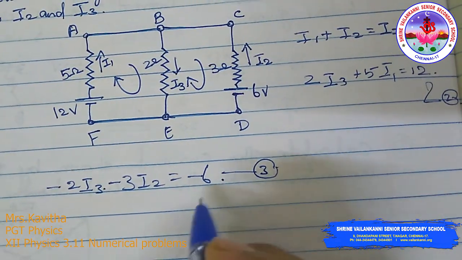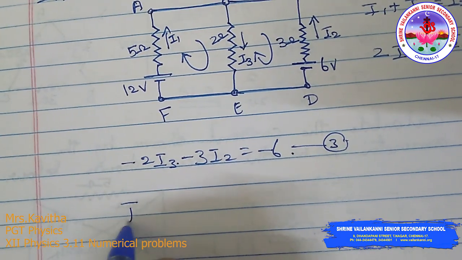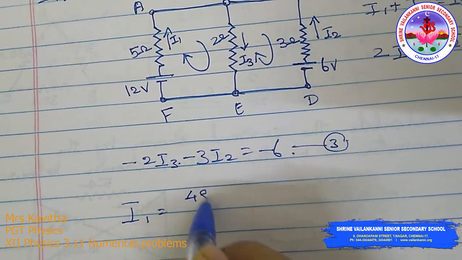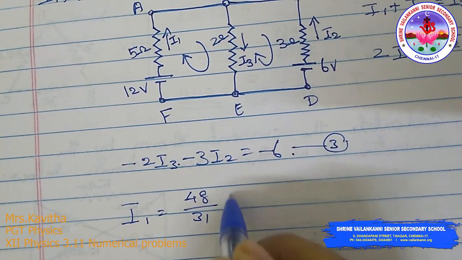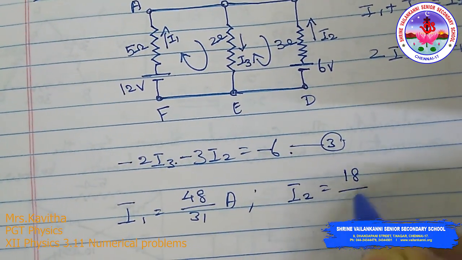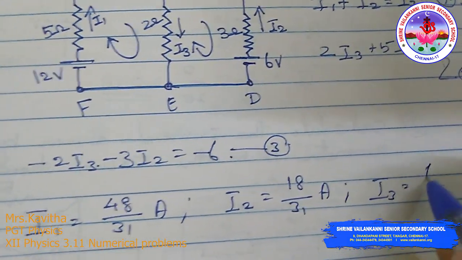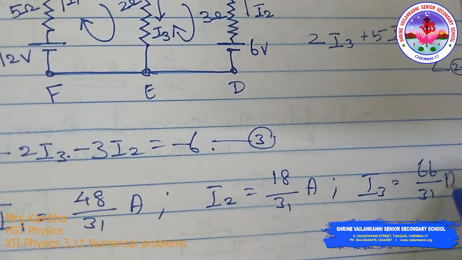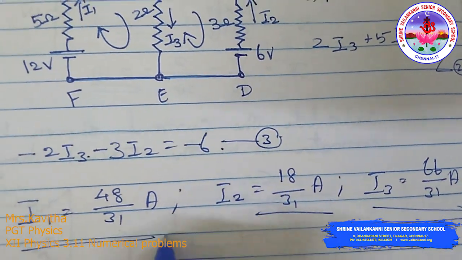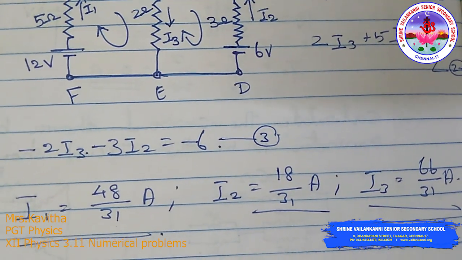By resolving these three equations mathematically, you will get I1 equal to 48 by 31 ampere, I2 equal to 18 by 31 ampere, and I3 equal to 66 by 31 ampere. You will get the values for I1, I2 and I3.